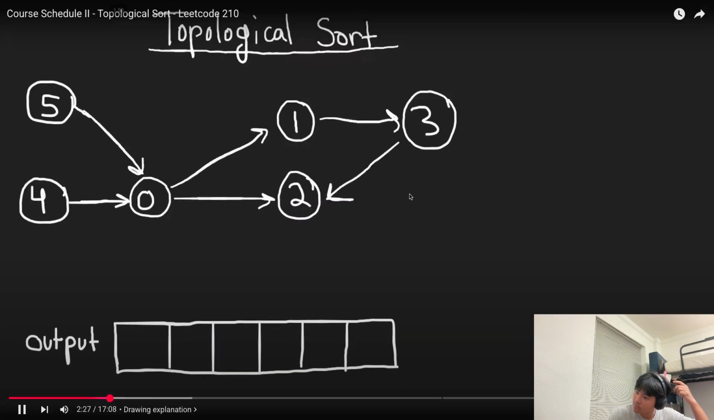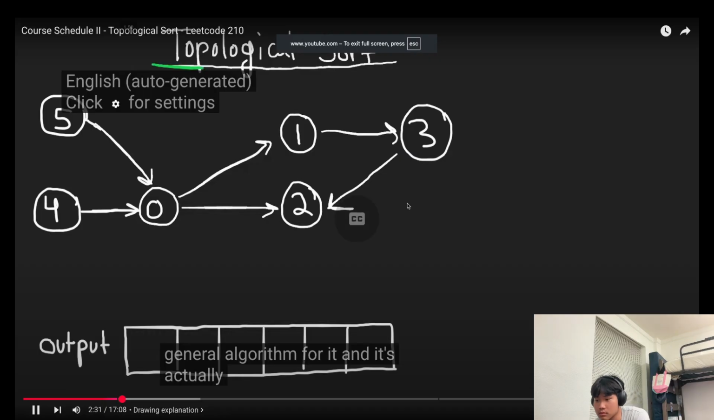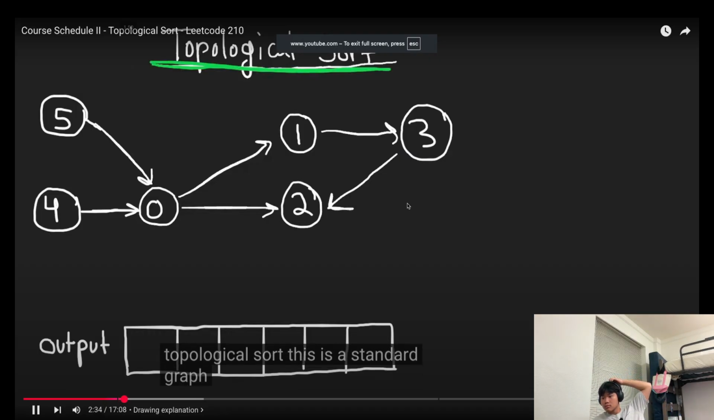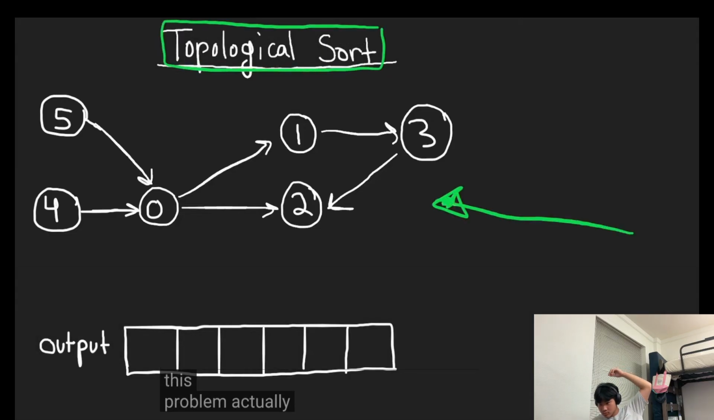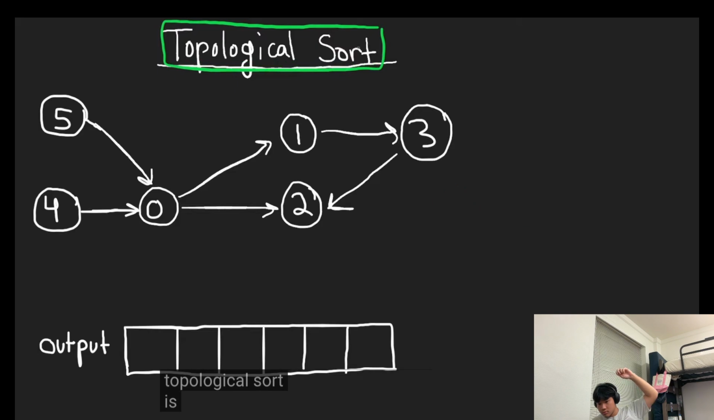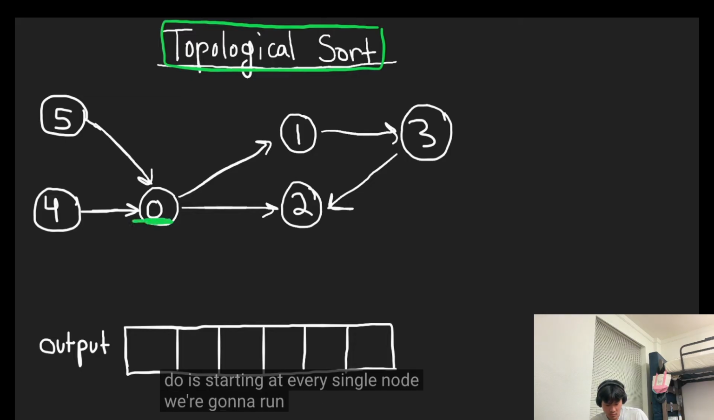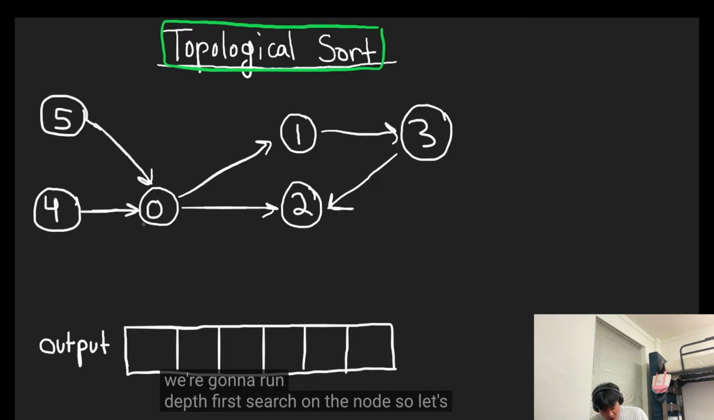But now let's actually look at the general algorithm for it, and it's actually topological sort. This is a standard graph algorithm, but you actually don't even need to know what this algorithm is when you solve this problem. This problem actually teaches you what topological sort is. So similar to course schedule 1, what we're going to do is starting at every single node, we're going to run depth first search on the node. So let's start at node 0.